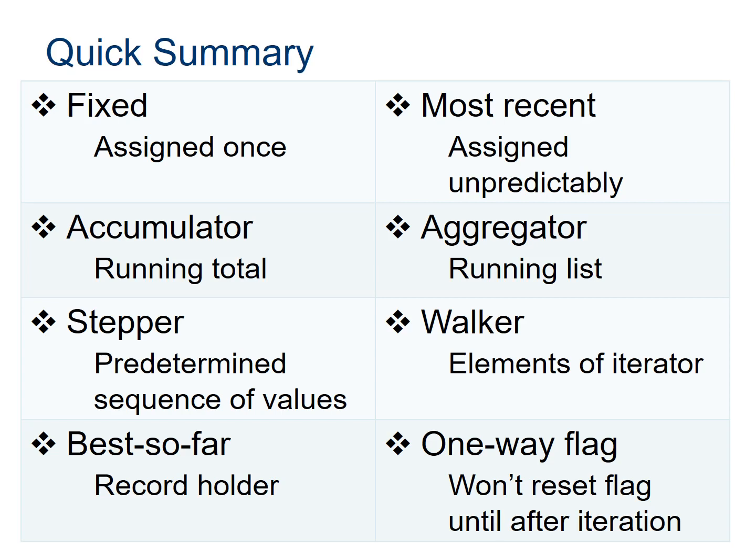A walker represents the elements of an iterator. Again, an iterator is something that repeats itself, for example, in a loop. And a one-way flag is one that stays the same and doesn't get reset until after it's finished whatever iteration it's at.